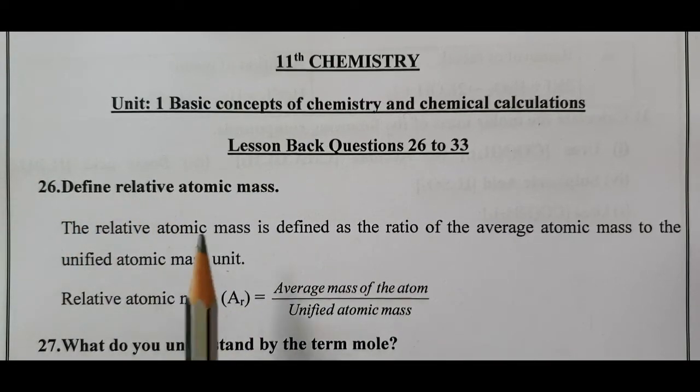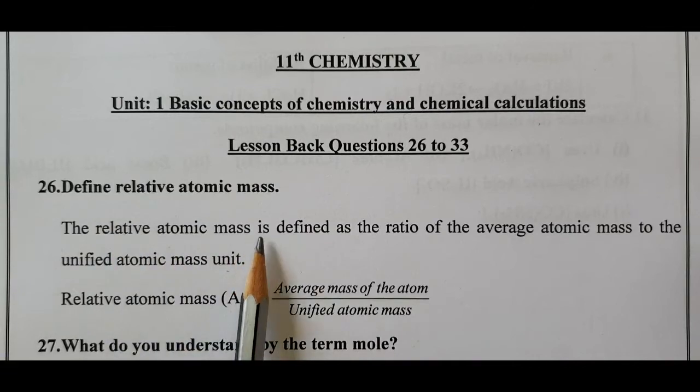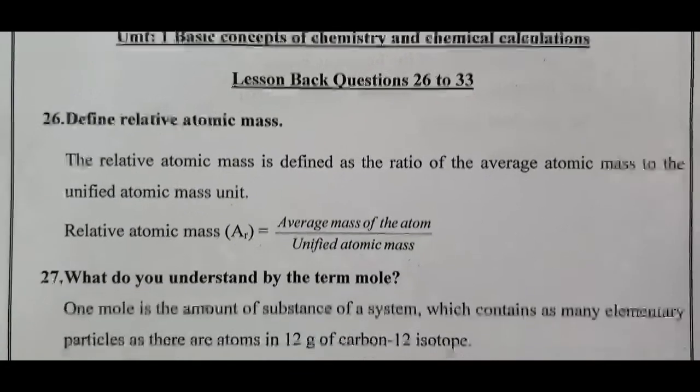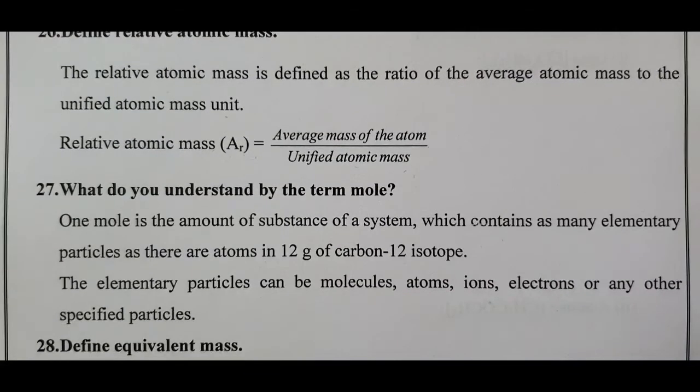What is the answer? The relative atomic mass is defined as the ratio of the average atomic mass of the atom to the unified atomic mass. The symbol of relative atomic mass is Ar. Come to question number 27.